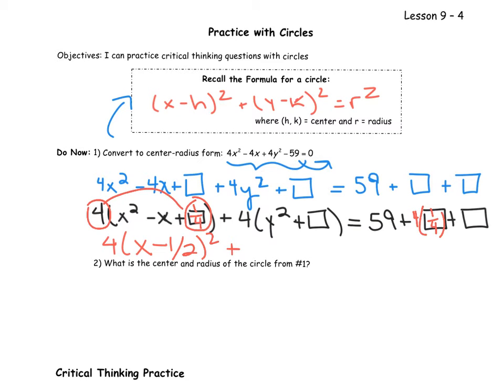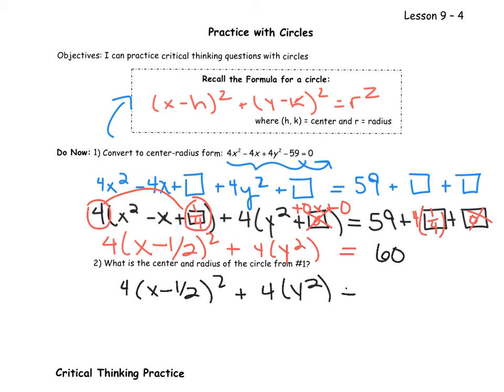And then I have plus 4 times, this is just going to stay as y squared because my b value here is 0, so it's plus 0y plus c. Half of 0 is 0, and 0 squared is 0. So these are really just zeros, so I don't care about that. Let's clean this up a little bit. This is equal to 59 plus 4 times 1/4, which is 60. So now I'm looking at 4 times (x minus 1/2) squared plus 4 times y squared is equal to 60.